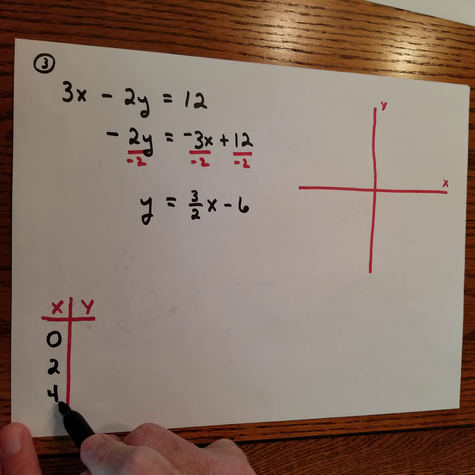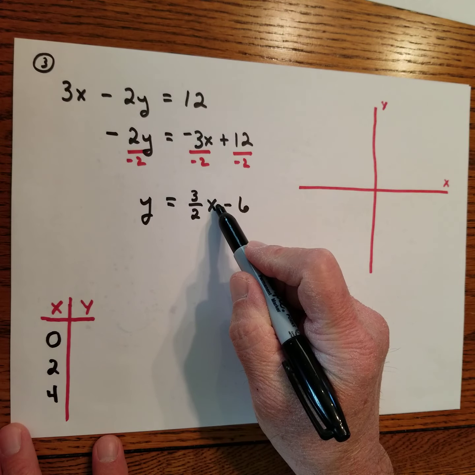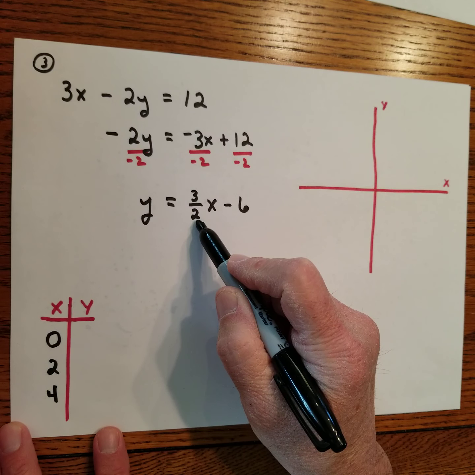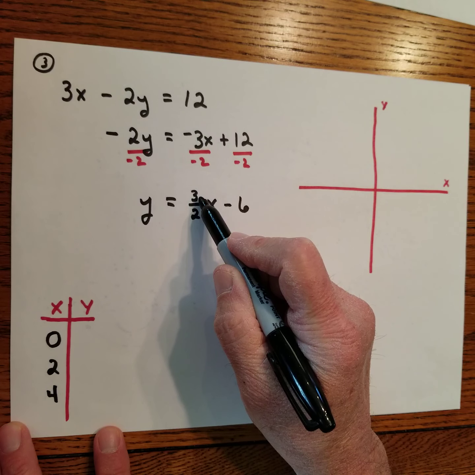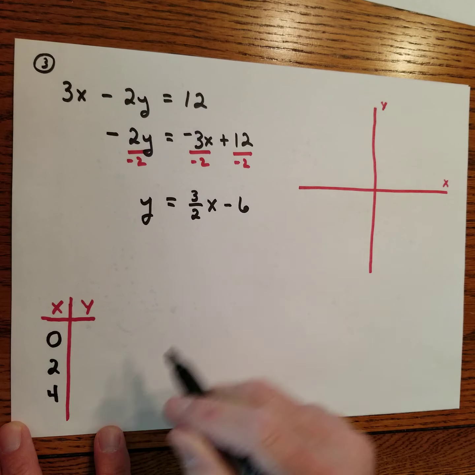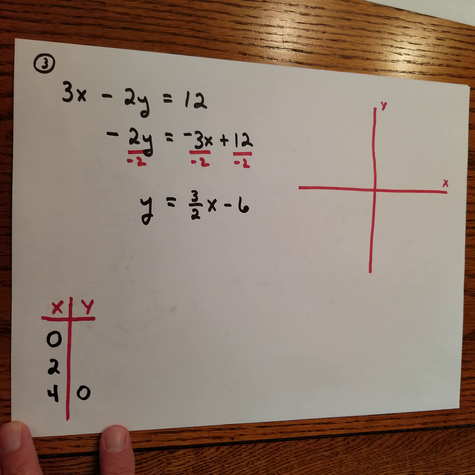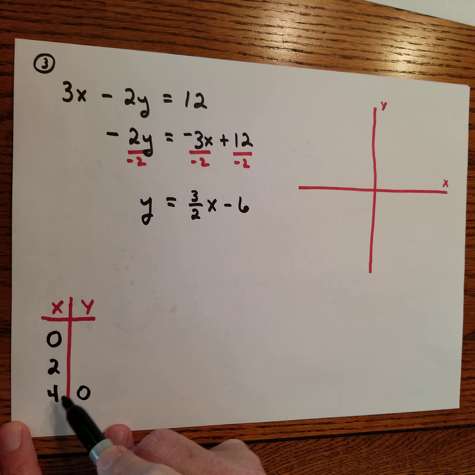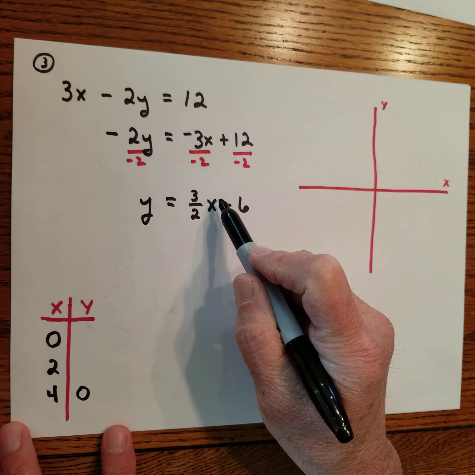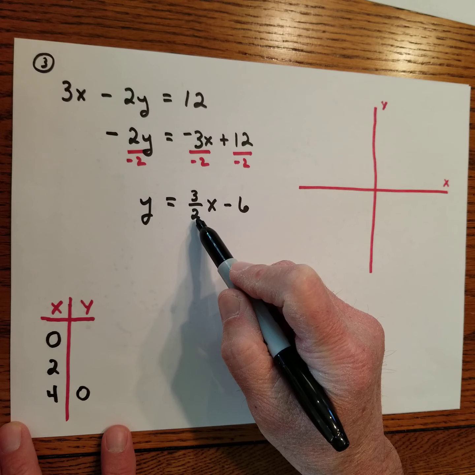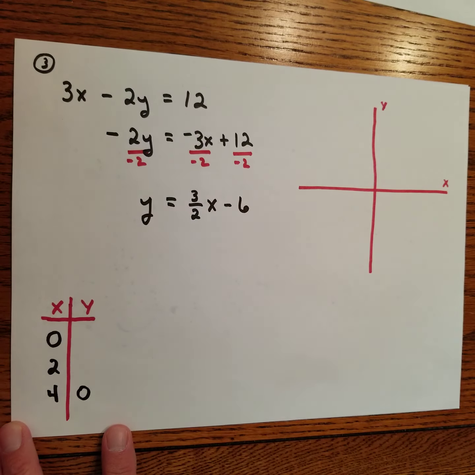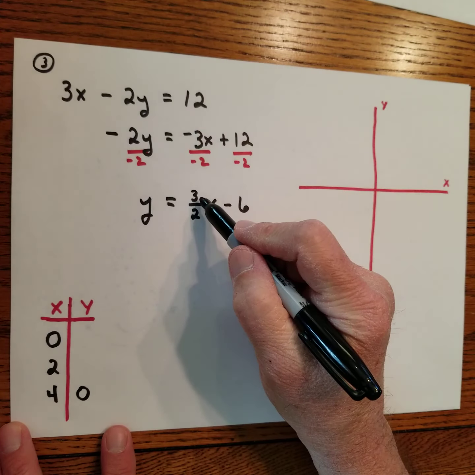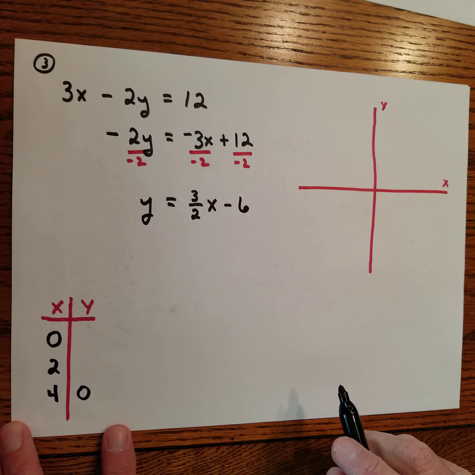Let's plug in the 4 first. If I plug a 4 in here, then here's the steps. It's 4, divide by 2 is 2, times 3 is 6, minus 6 is 0. Let me say that again. If I plug a 4 in here, it's 4, divide by 2 is 2, times 3 is 6, and 6 minus 6, that's 0.